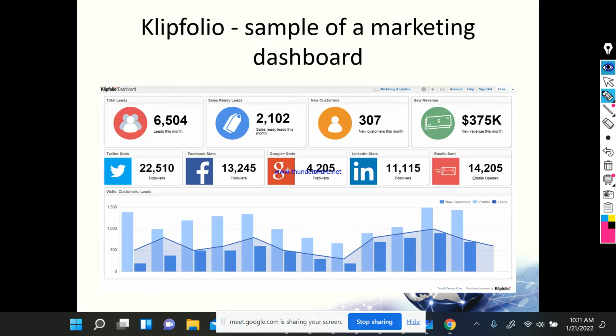We can proceed from here. Now, there is one example. This is a sample marketing dashboard. It's very well known, Clickfolio. Clickfolio is practically a dashboard which shows different trends.